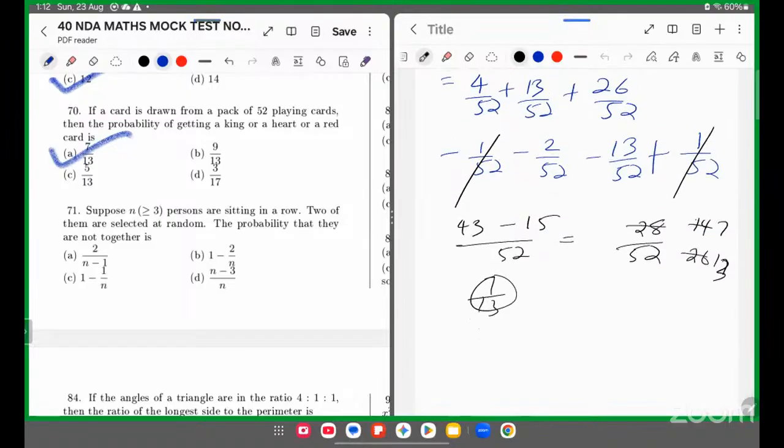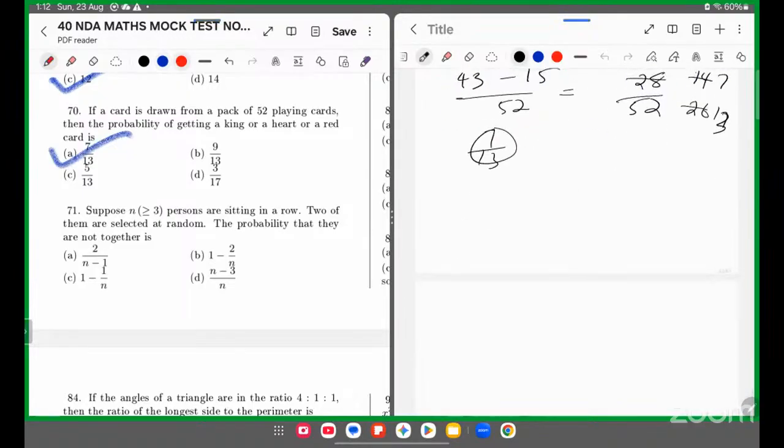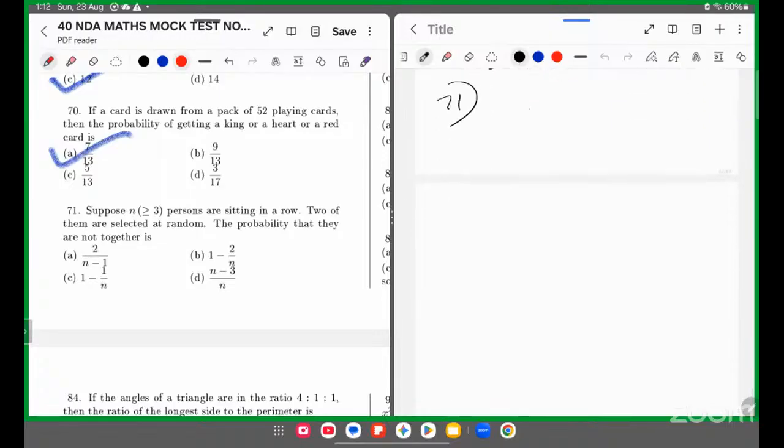Question number 71. Suppose n greater than or equal to 3 persons are sitting in a row. n persons are sitting in a row. 2 of them are selected at random. Probability that they are not together. Suppose n persons are sitting in a row. Two of them are selected at random.